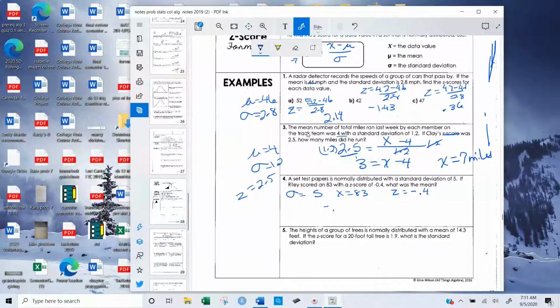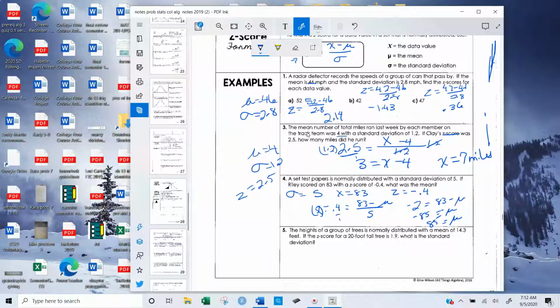So we do negative 0.4 equals 83 minus mu, all over 5. This time we're going to multiply by 5 to get rid of the denominator, which is going to give us negative 2 equals 83 minus mu. Subtract your 83, so negative 85 equals negative mu. So mu is equal to 85. All right, I think you got this.